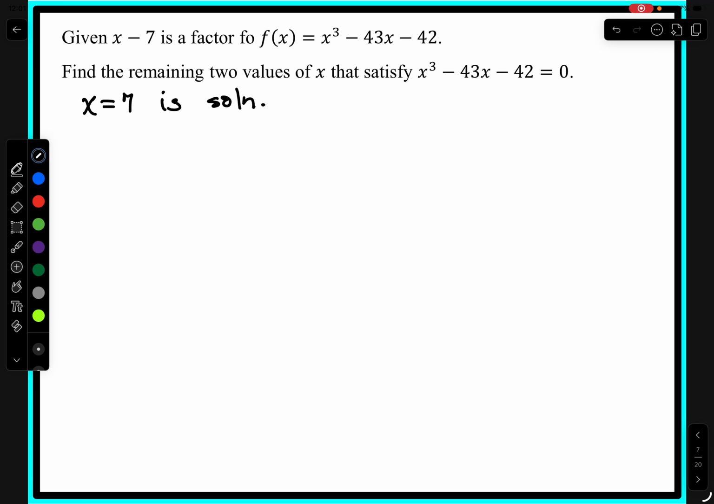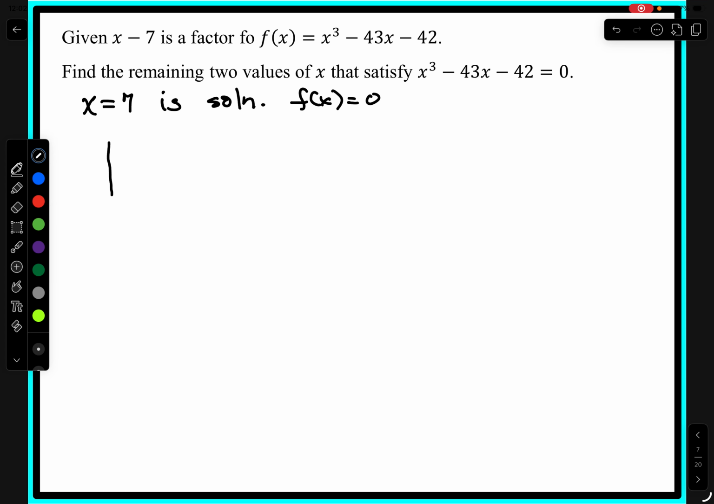So if I already know that this is a solution where f of x is equal to 0, and because we have a degree 3 polynomial, that means that there have to be two other places that make this thing equal to 0. So we're going to use this solution to set up a synthetic division and divide this by this factor with the synthetic division technique.